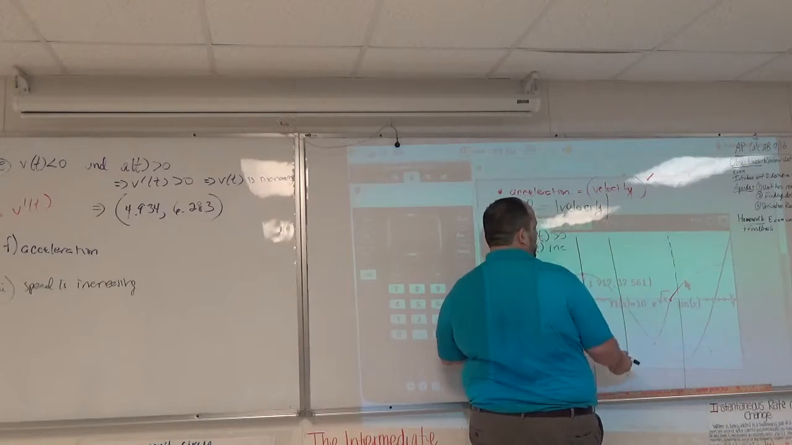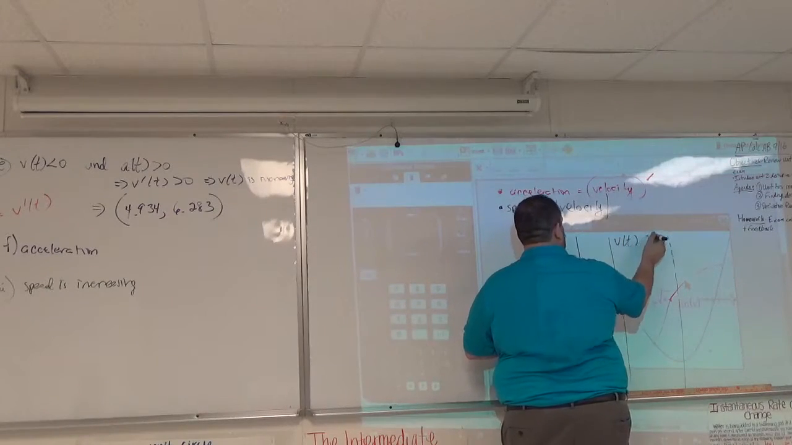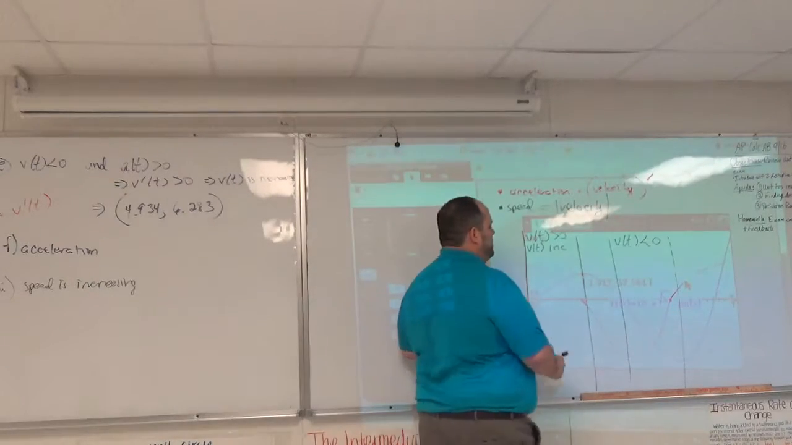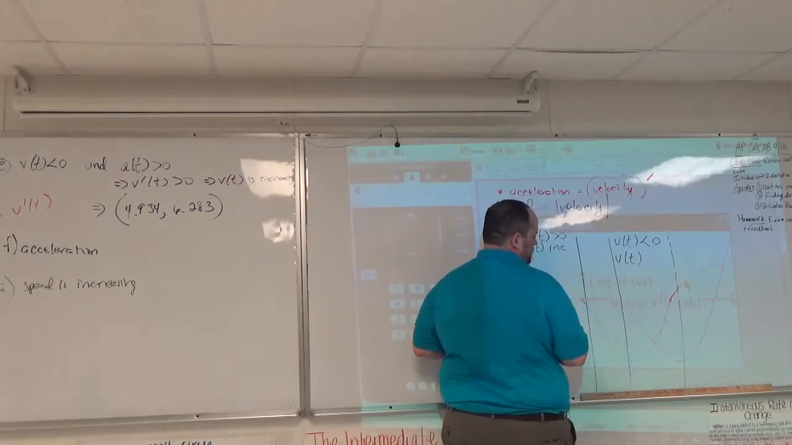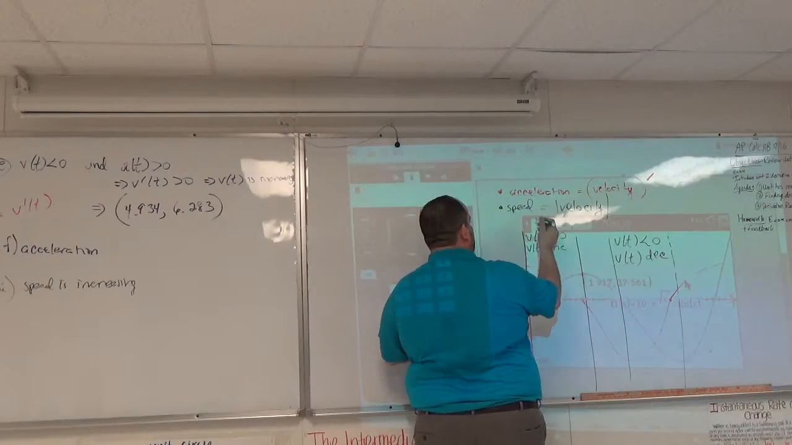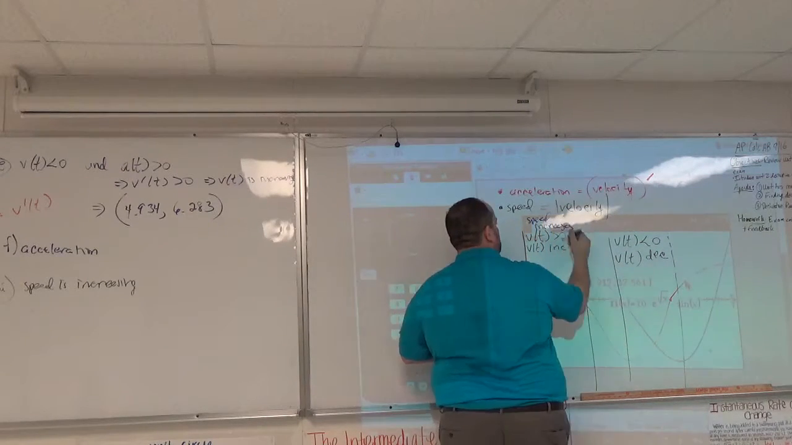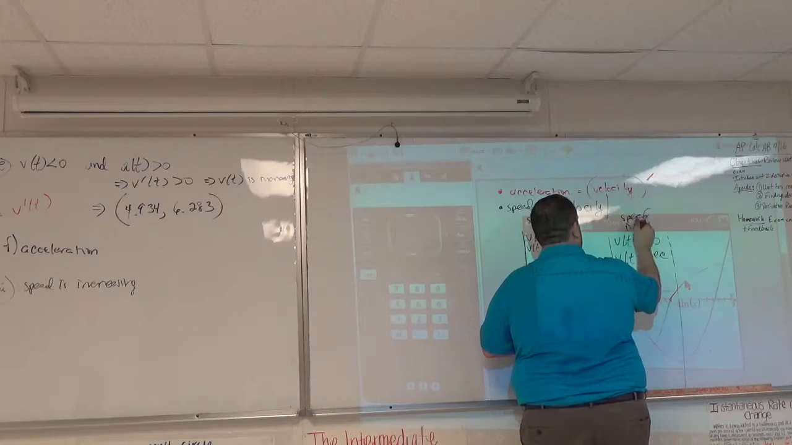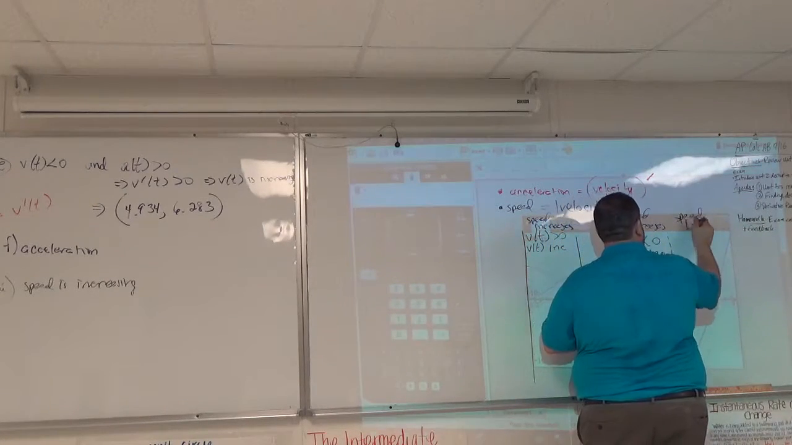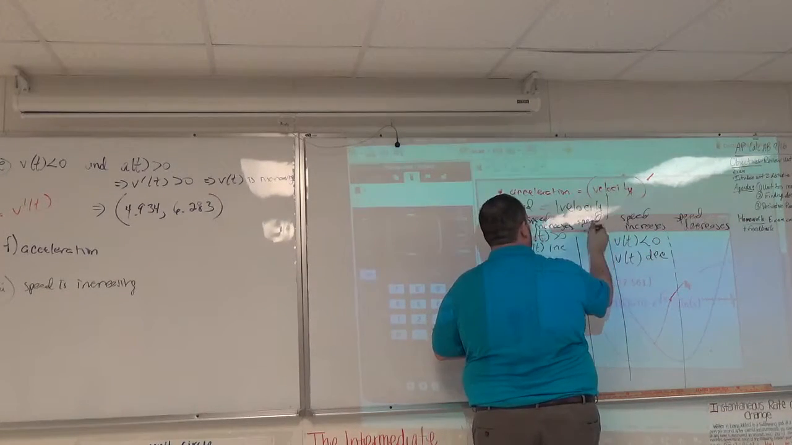So here, the way I would describe the velocity graph, we could say the velocity now is negative, not positive. And the other thing we know about velocity? Decreasing. On these two intervals, speed increases. On the other two, obviously, speed decreases. Okay, there's this one last connection. Let's see if we can get this right.